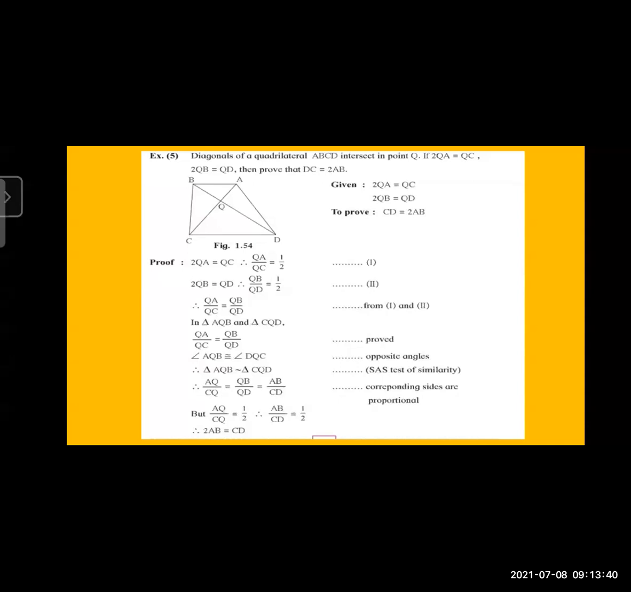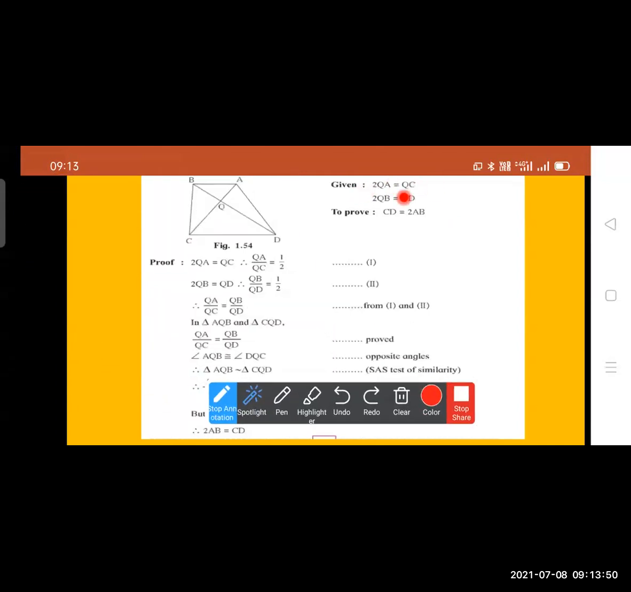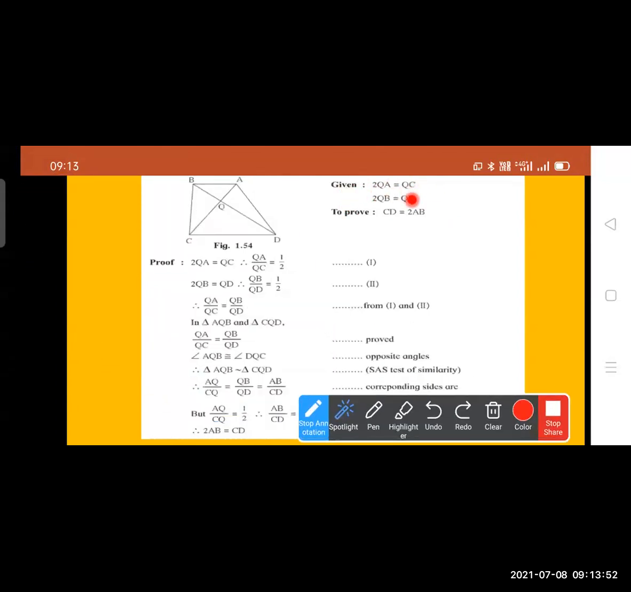First we write the given condition. Only two conditions are given. Which two conditions? Twice QA is equal to QC and twice QB is equal to QD. You have to show that CD is twice AB. Okay, now let's start the proof.